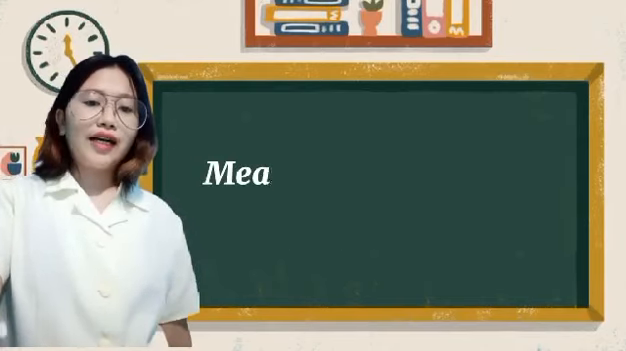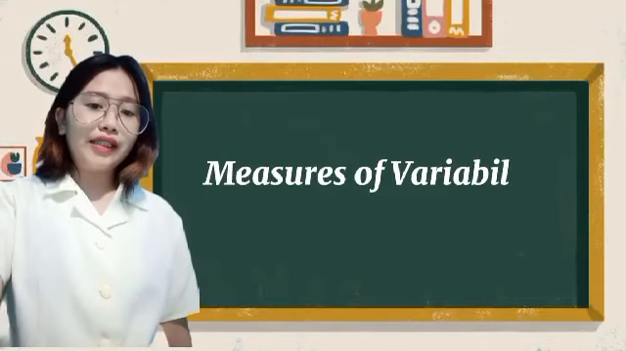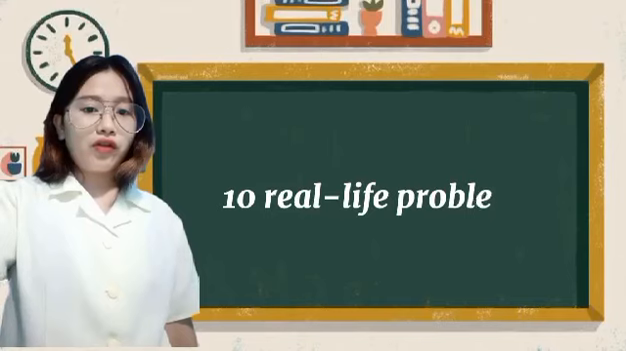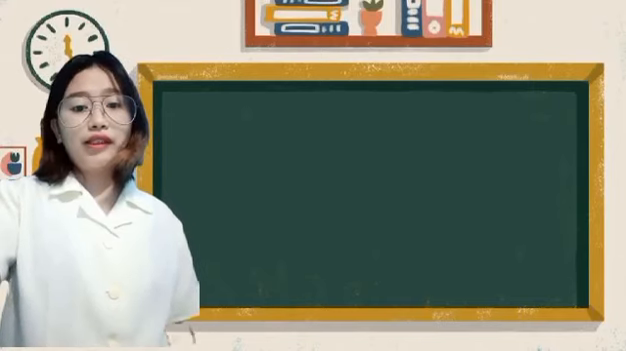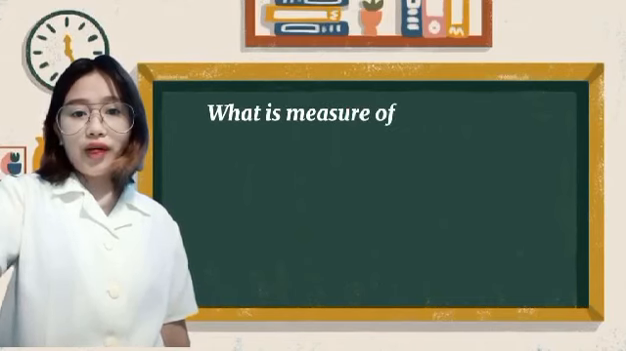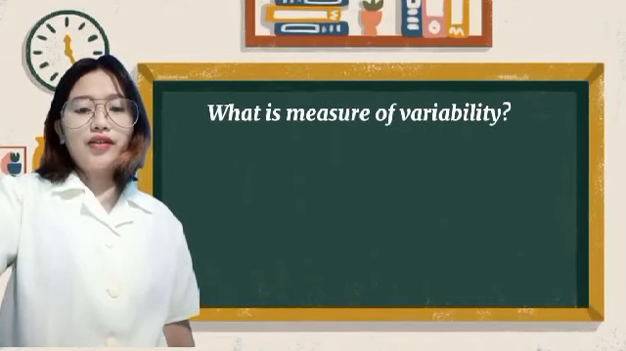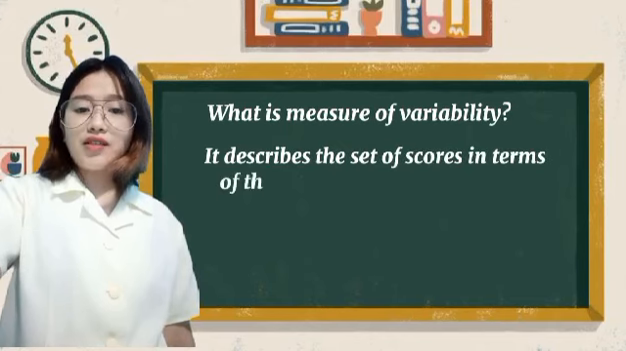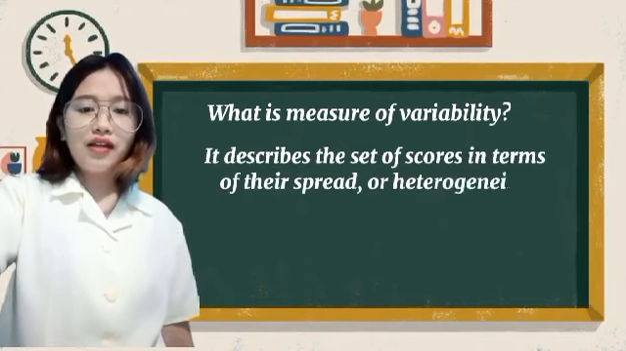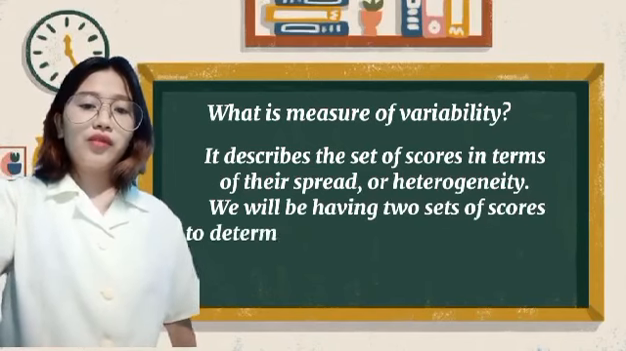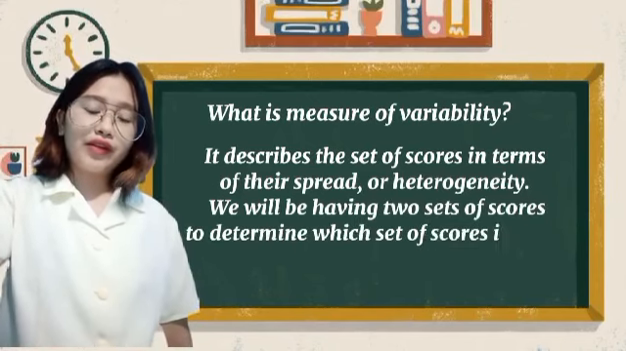Today we will discuss measures of variability and present 10 real-life problems that can be solved using measures of variability. First, we need to define what a measure of variability is. It describes the set of scores in terms of their spread or heterogeneity. We will be having two sets of scores to determine which set of scores is better.